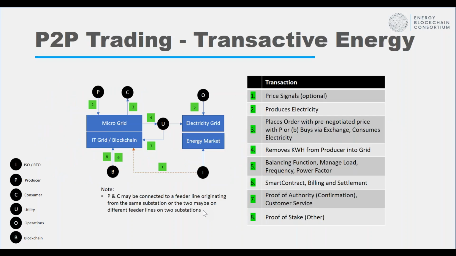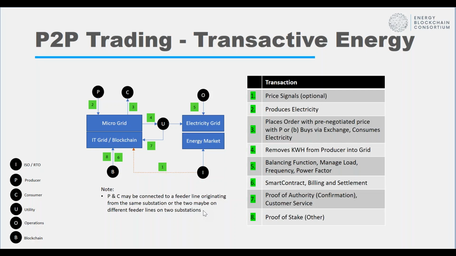Okay, so how does that apply to a peer-to-peer transaction in Transactive Energy, for example? If you look into a Transactive Energy use case, I actually want to show you a way in which the ISOs, RTOs, producers, consumers, utilities, operations, and blockchain can interoperate with each other using blockchain.